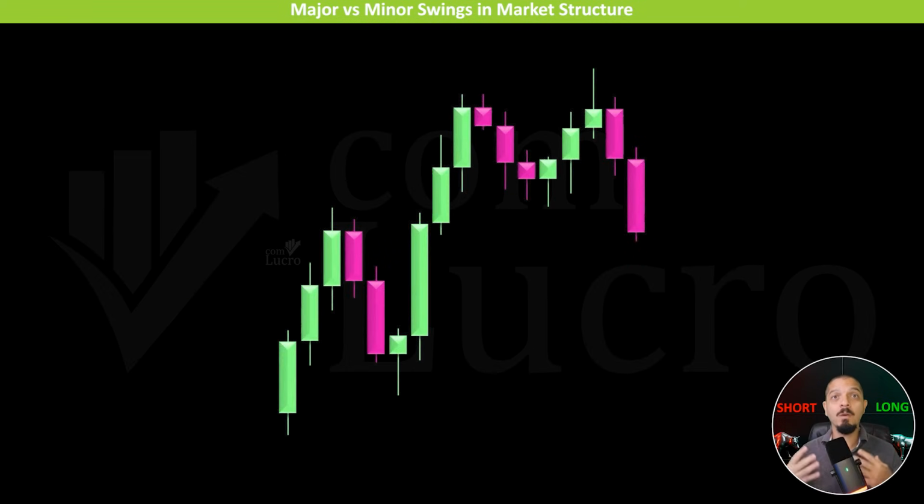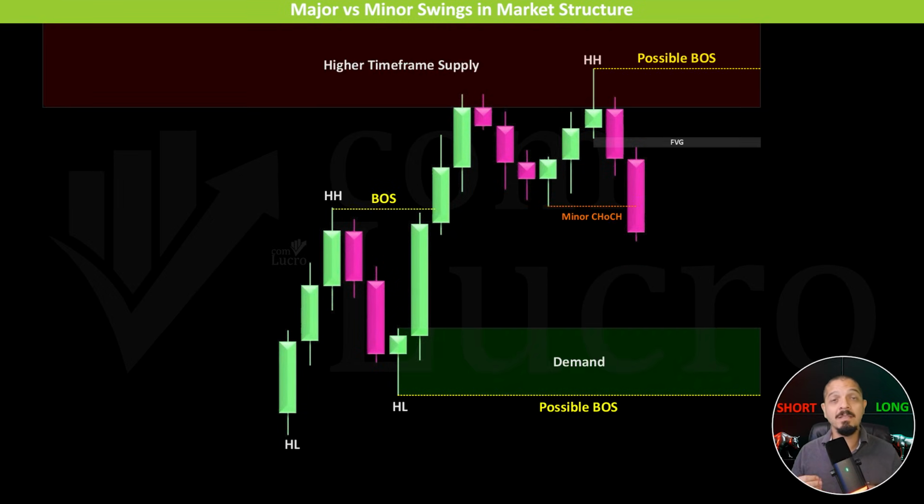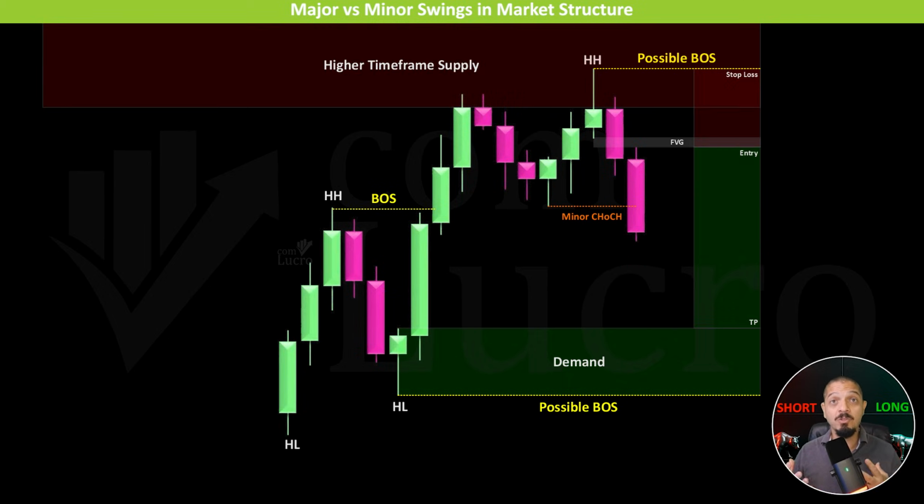A break below a minor swing low still signals a loss of bullish strength. If there is a strong justification, such as a reversal liquidity sweep coming from a higher time frame key level, you may consider a short trade targeting the major swing low.